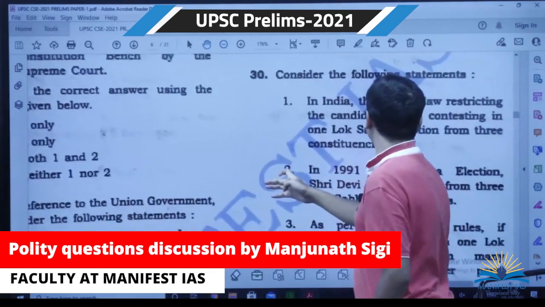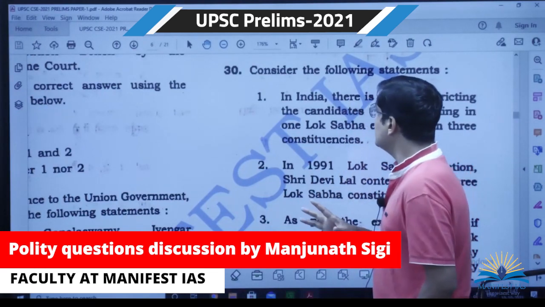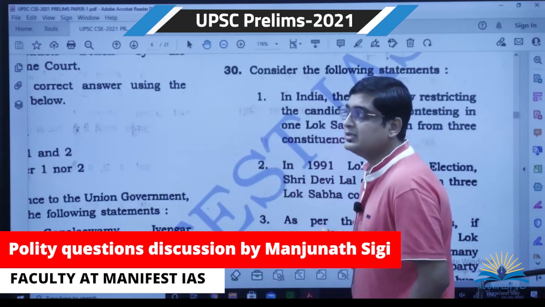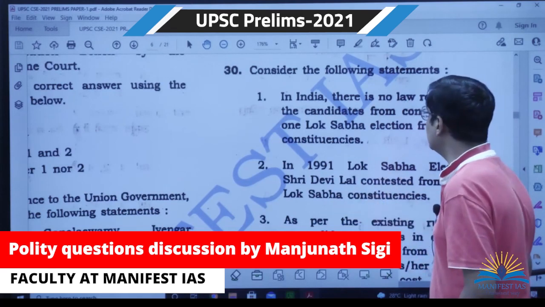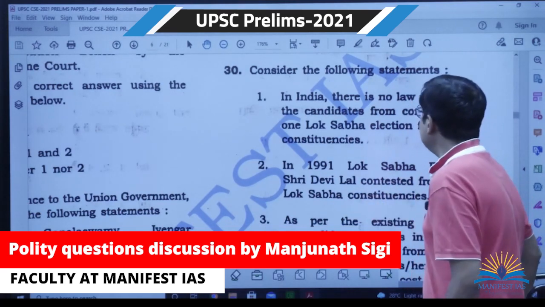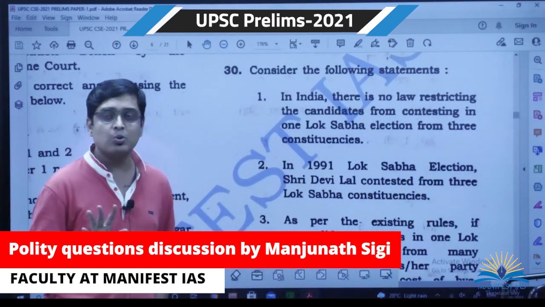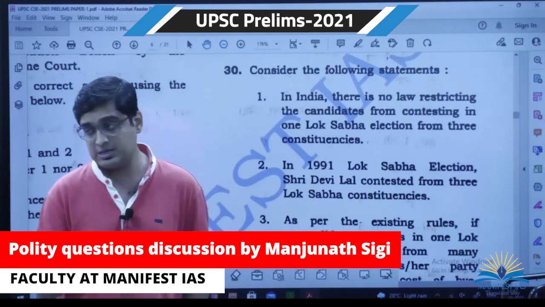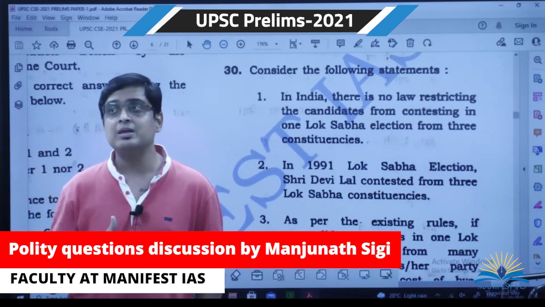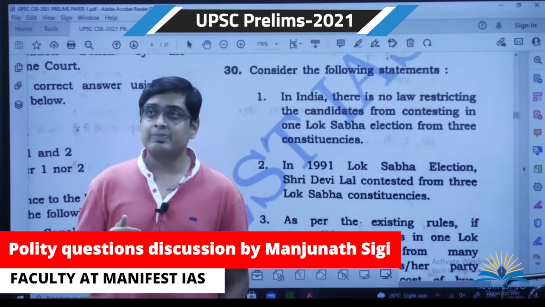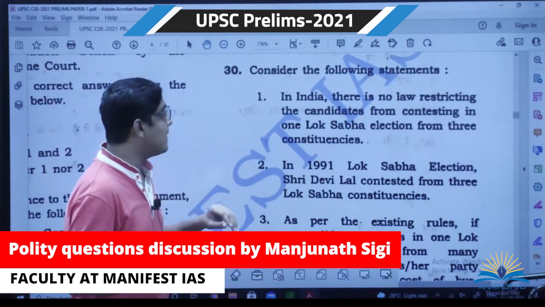Next is the 30th question. Again, a question more related to politics, practical implementation related to politics. In this also, you could use your generic knowledge, and also how you have studied. If you have generally known certain things, you'll get to know. You can answer this. The first statement: in India, there is no law restricting candidates from contesting in one Lok Sabha election from 3 constituencies. No. Today you have a limit that you can only contest from not more than 2 constituencies. Earlier, there was no limit at all. There have been cases where people have contested even from 43 seats. So the first statement is incorrect.